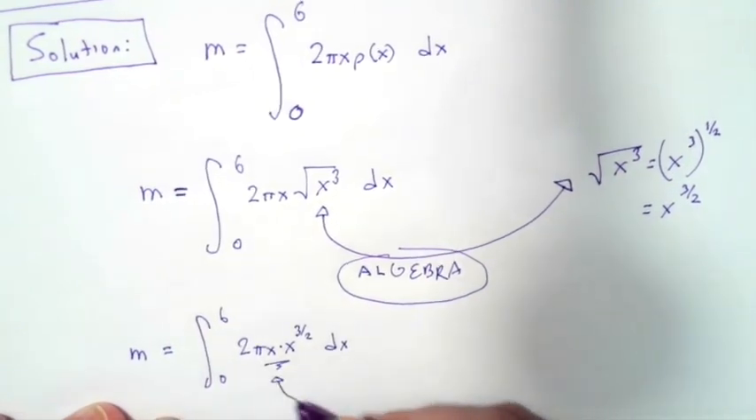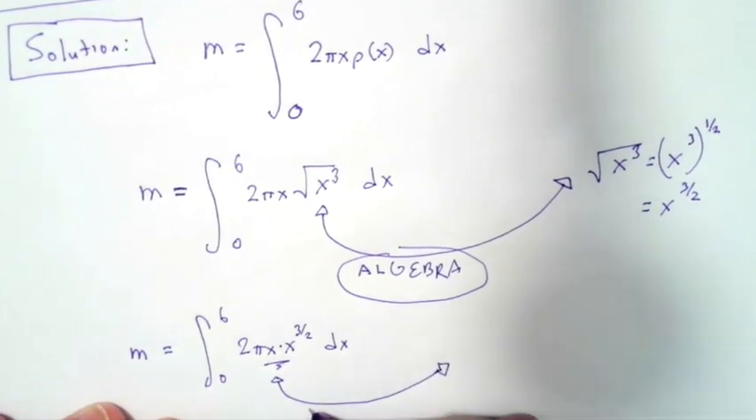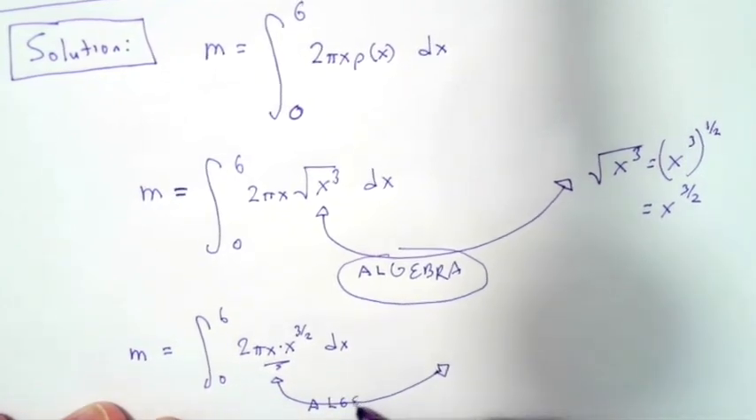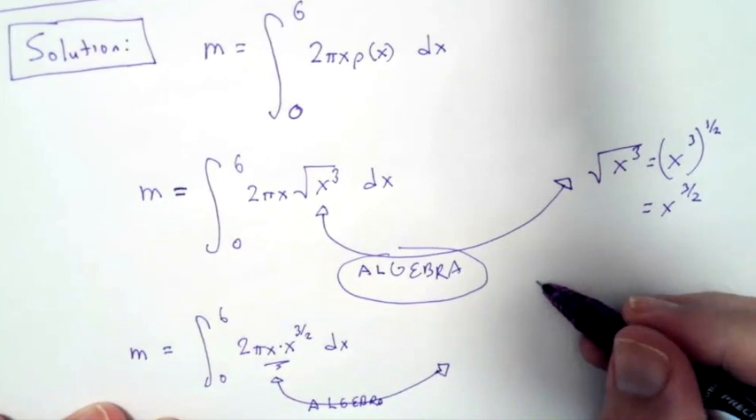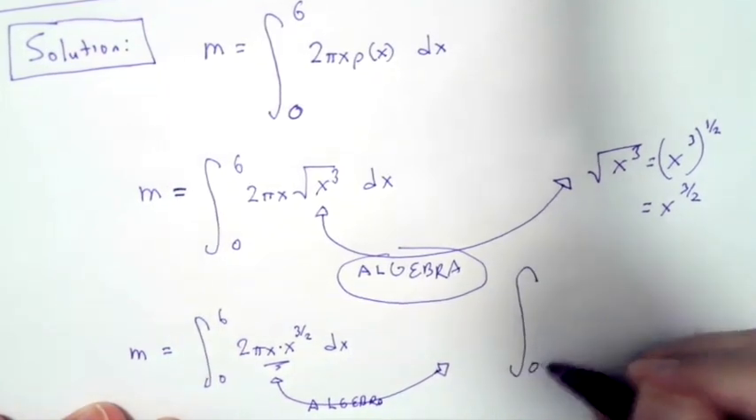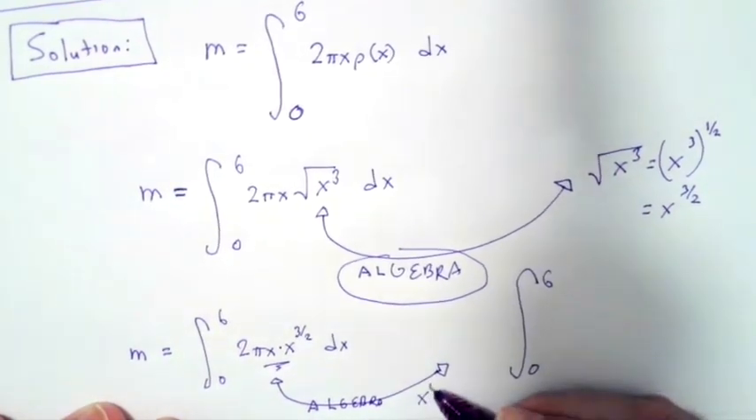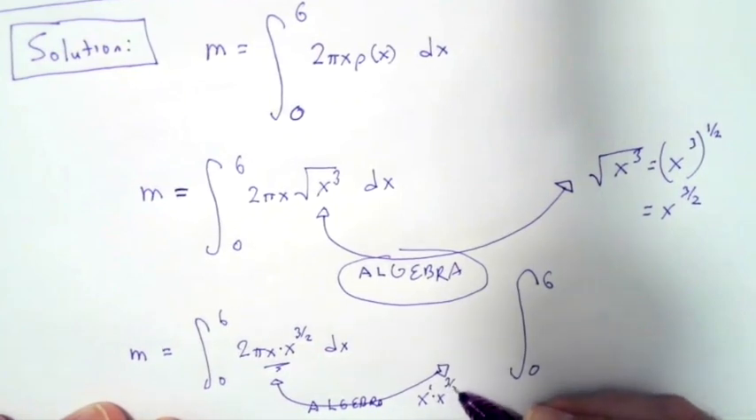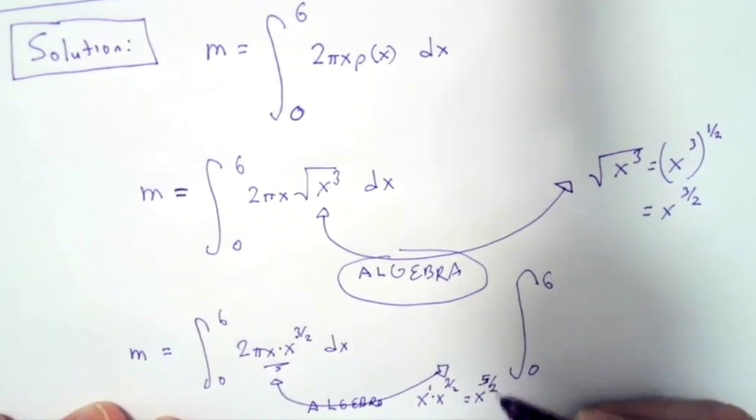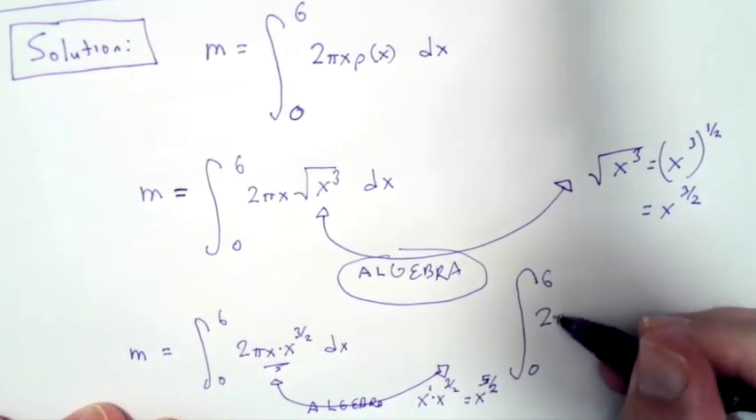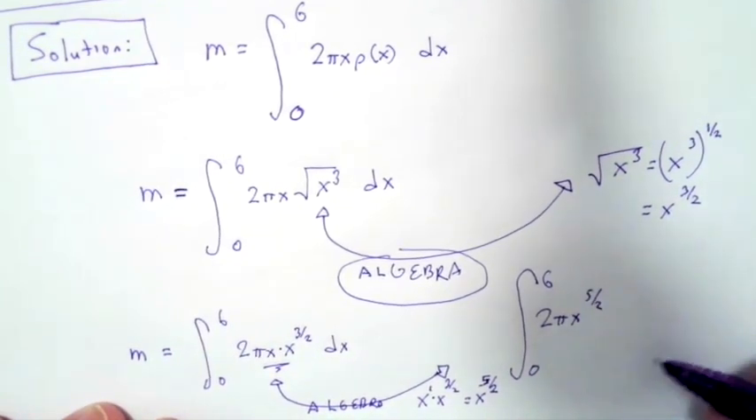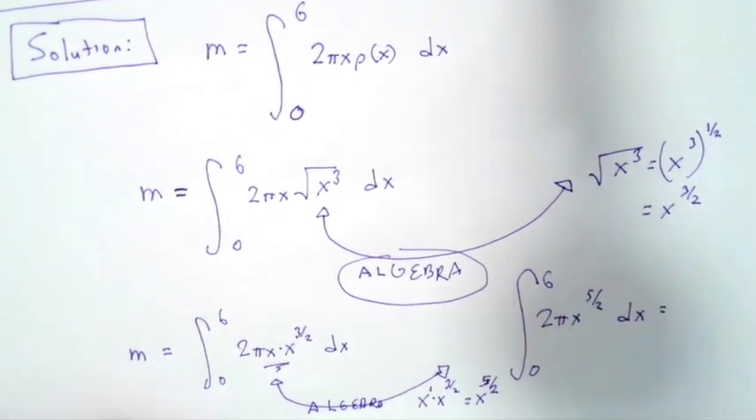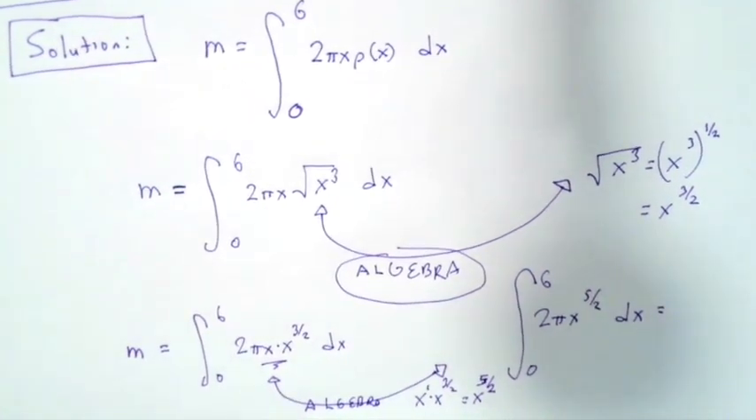And that x times x to the 3/2 can be rewritten using algebra as the definite integral from 0 to 6 of, well, x to the 1 times x to the 3/2 becomes x to the 5/2 because we add the exponents. So this becomes the definite integral from 0 to 6 of 2 pi x to the 5/2 dx.